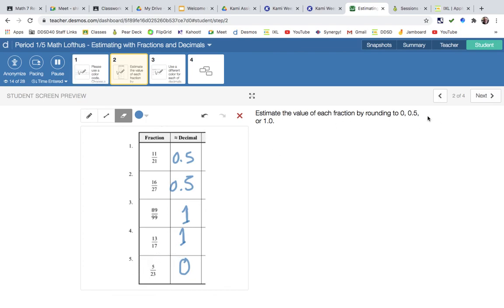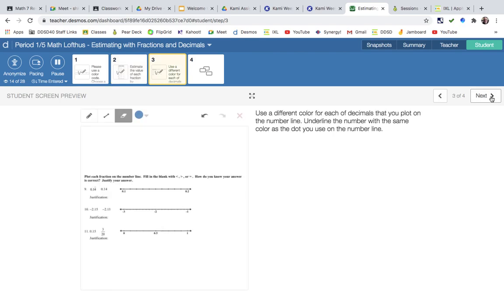I really like to lighten up a little bit on estimating, and there could be more than one correct answer. It's not exactly the same as rounding. Okay, so these are 0, these are tenths. So this is 0.1.